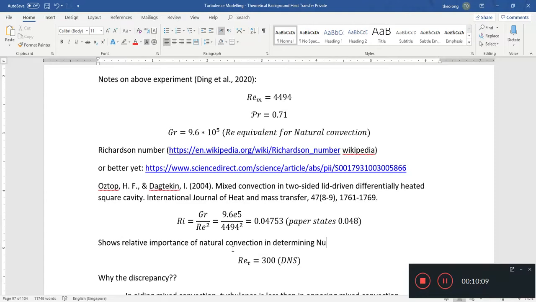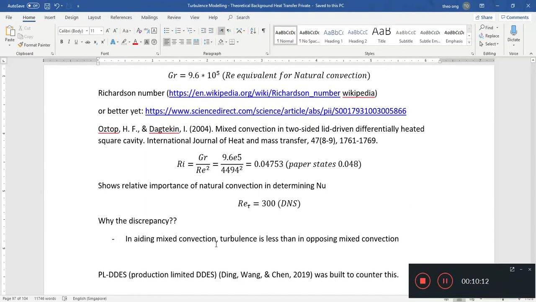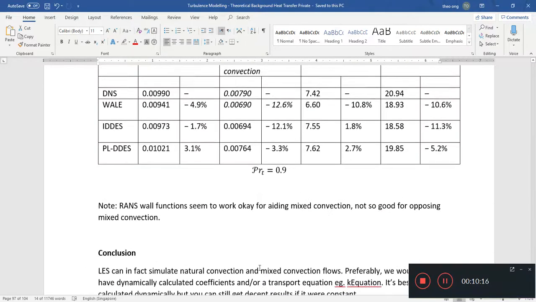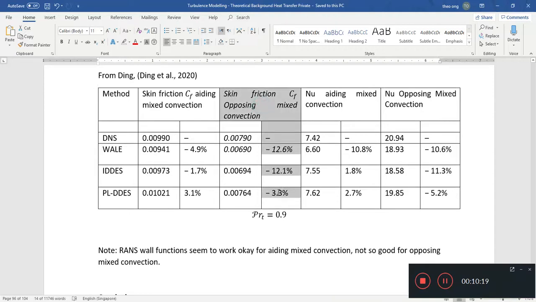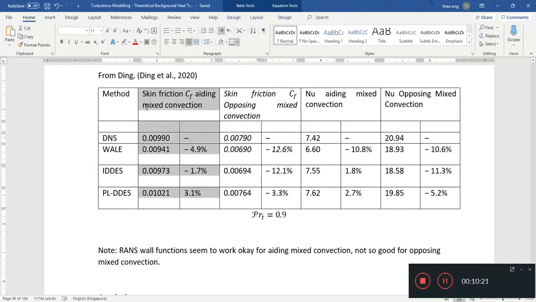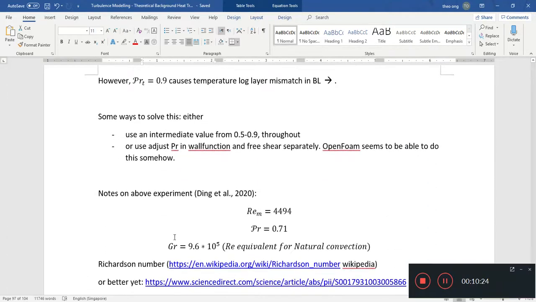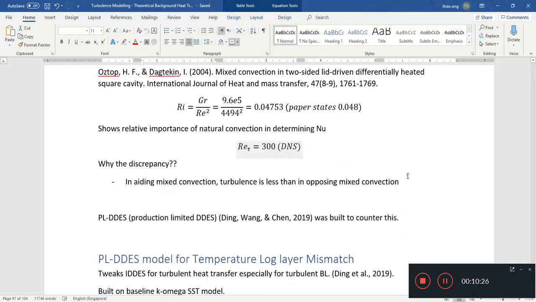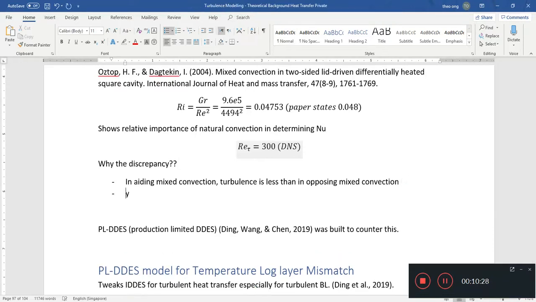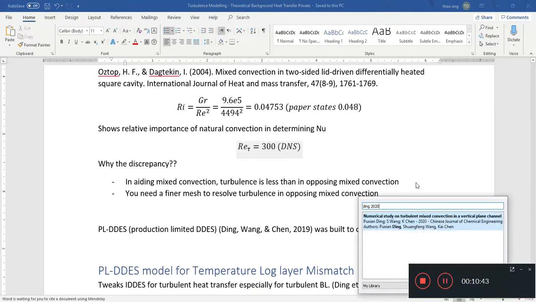as said before. And remember why we have this discrepancy again: in opposing mixed convection, the turbulence generated is way more than in aiding mixed convection, so it's a lot more challenging to simulate. You need a finer mesh to resolve turbulence in opposing mixed convection. So that's from Ding 2020.